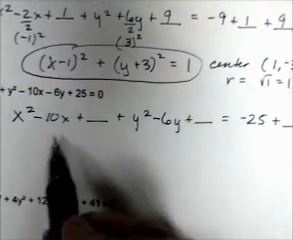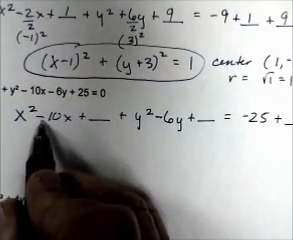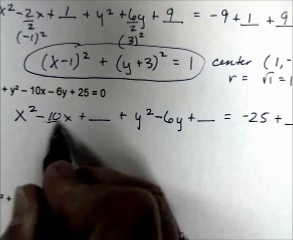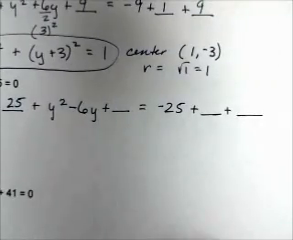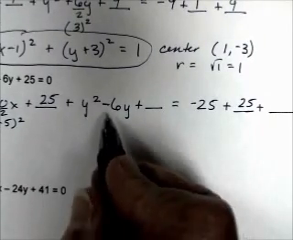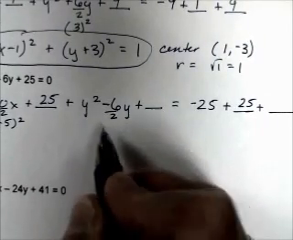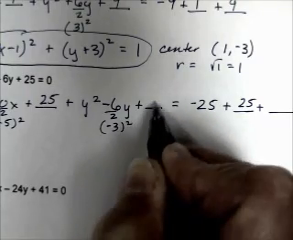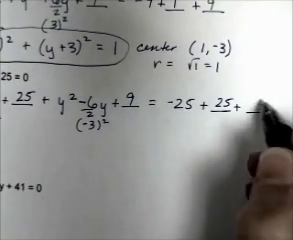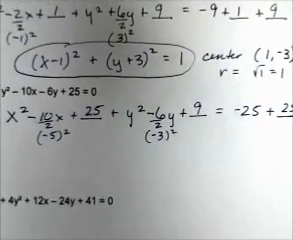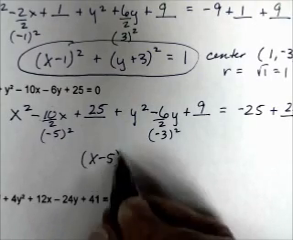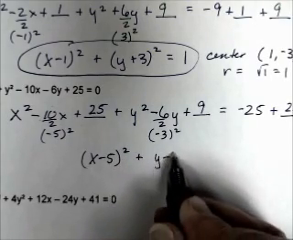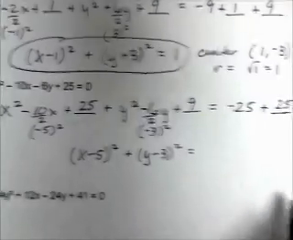All right, now, what goes in our first blank? Take the coefficient, negative 10, divide it by 2, that's negative 5. Square it, it's 25. Both sides of the equation. Next, negative 6, divided by 2, it's negative 3. Squared is 9. Now on our left-hand side, what do we have? x minus 5 squared plus y minus 3 squared equals 9.